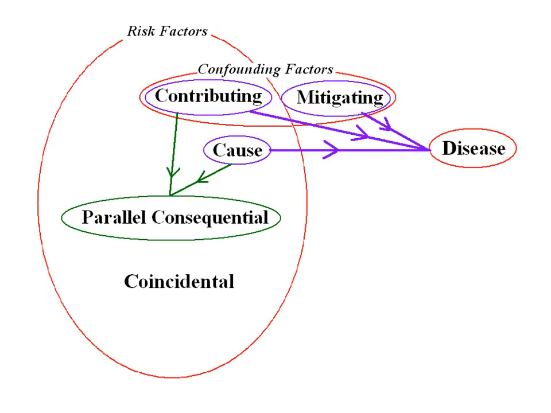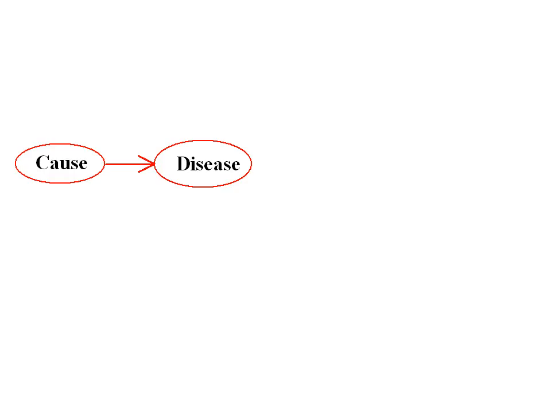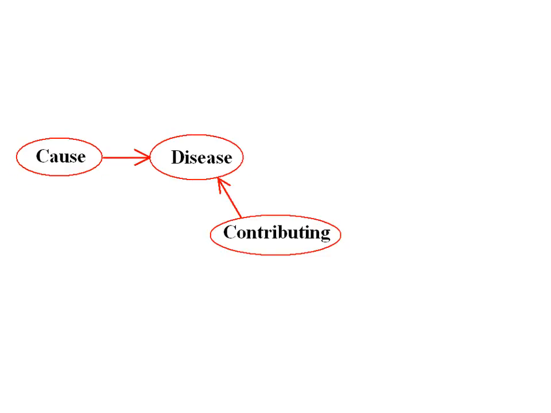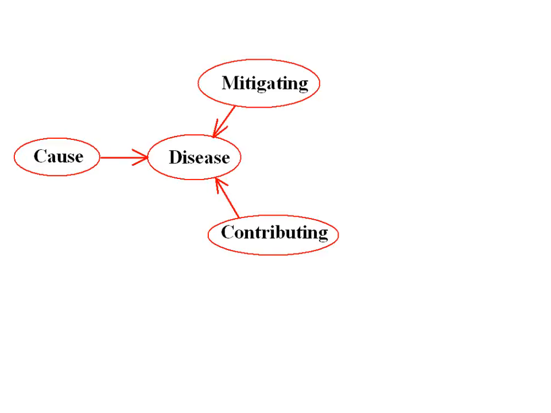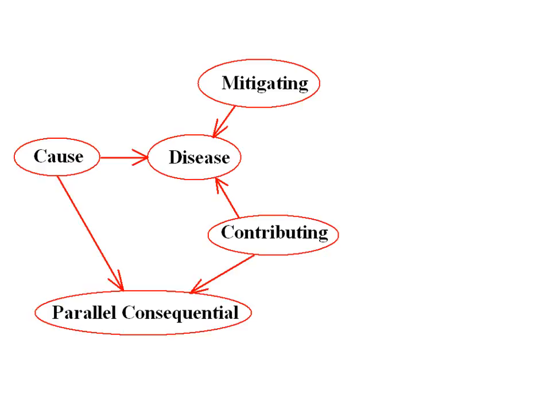Let's redraw this in a different way. The cause causes the disease. The contributing factors make the disease worse. There are also mitigating factors reducing the disease. Both cause and contributing factors can lead to parallel consequential risk factors. And lastly, we have the coincidental risk factors that are just on the scene by accident.